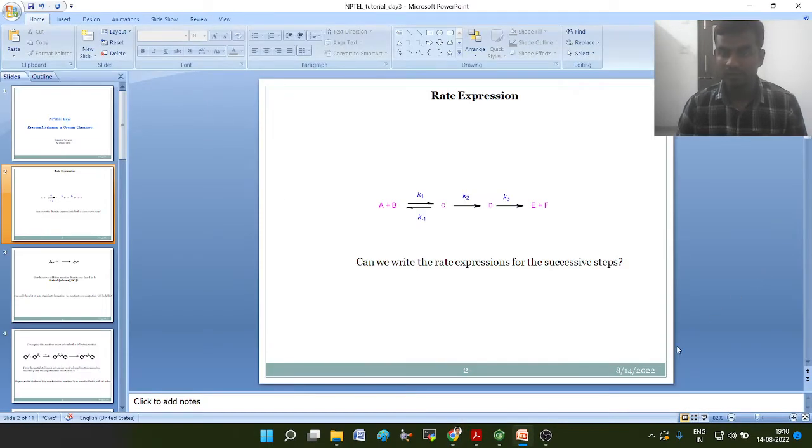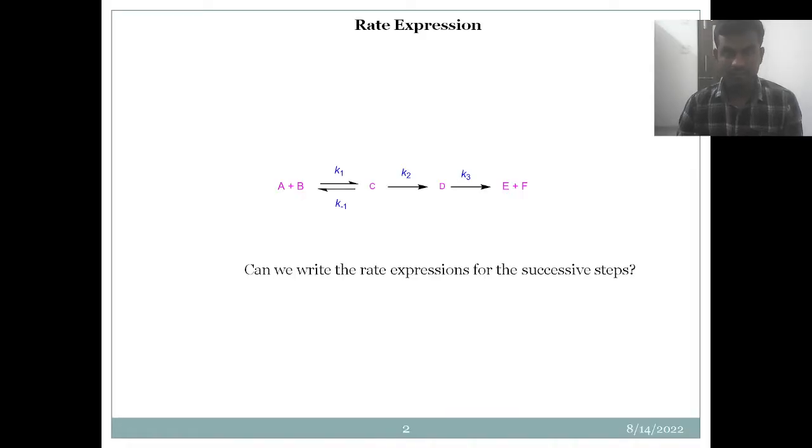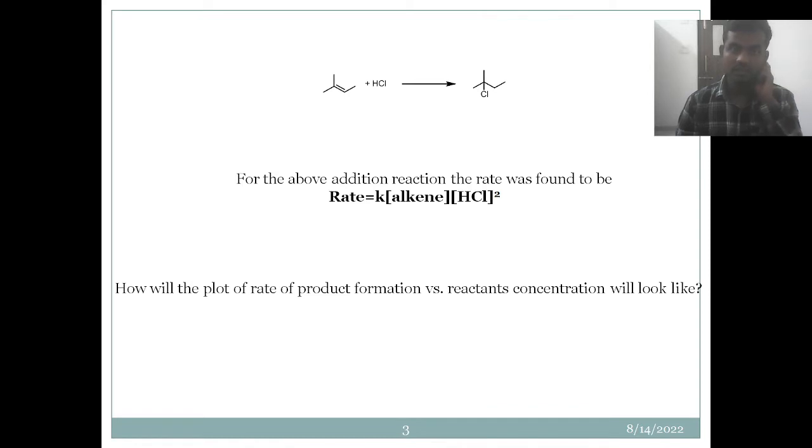Now let's go to a second question, which is also very simple. Now in this question, we are given an addition reaction. So one second.